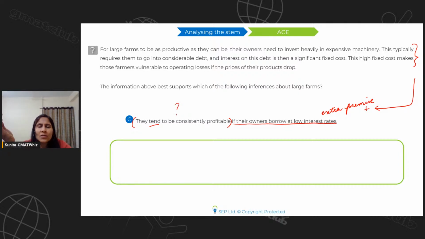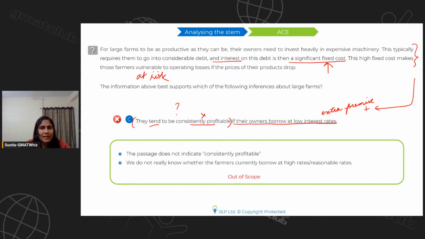So let's say the owners are borrowing at low interest rate, because here we are just told that the interest is a significant fixed cost, right? This choice is adding additional information to that, saying that imagine that the interest rate is low, then what? Even if the interest rate is low, it would still be a significant fixed cost per the passage. And this significant fixed cost could still put the farmers at risk if the prices of the products drop. So consistently profitable cannot be inferred even then. And therefore, this is out of scope.